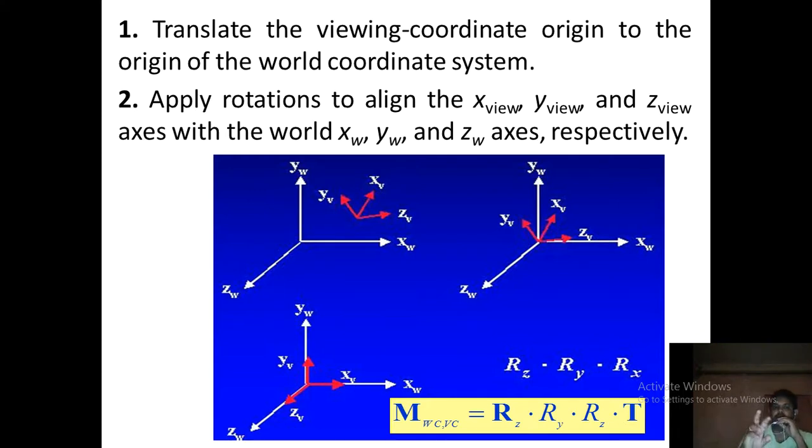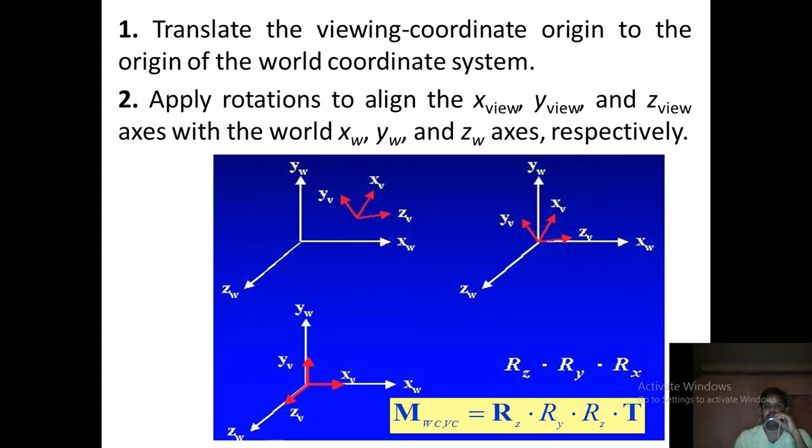Then afterwards we rotate xv so that it aligns with xw, then rotate yv so that it aligns with yw, then rotate zv so that it aligns with zw, right? That we have written on the right side: rotation RX, rotation RY, rotation RZ, in such a way that all three axes of the viewing coordinate system align with the world coordinate system.